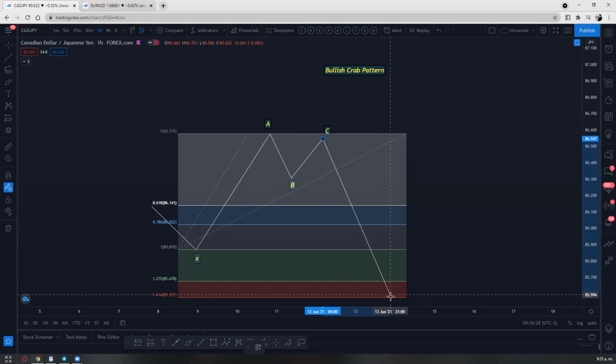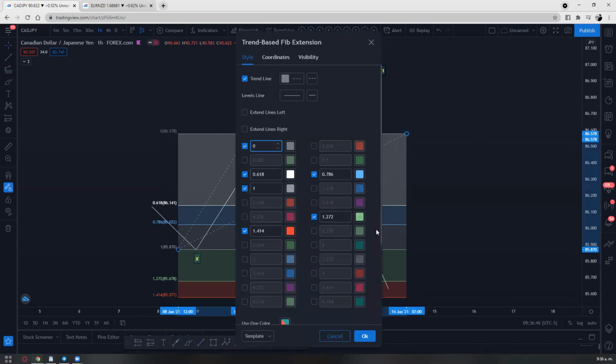Remember, if the body of the candle closes beyond this zone right here, then it's no longer a pattern. Okay, be careful with that. Just as long as the body stays in this area, you're fine. Okay, and that's it. Let me show you also the setup for this pattern right here for this Fibonacci trend-based extension.